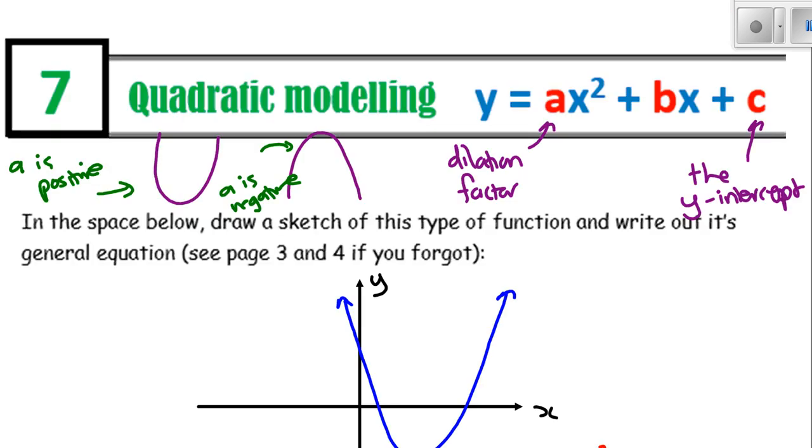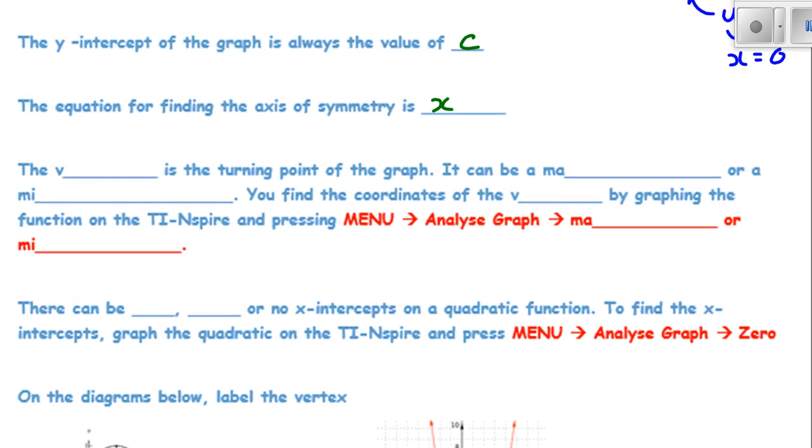Oh dear. I just entered an extra page by mistake. Right, so there is another one.